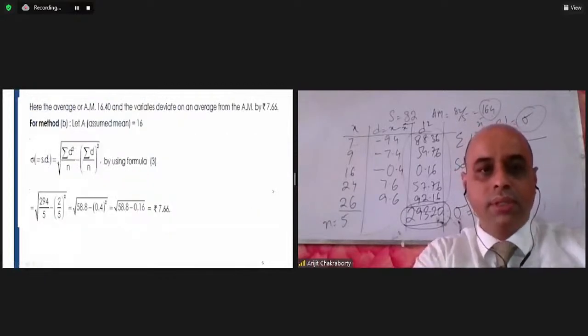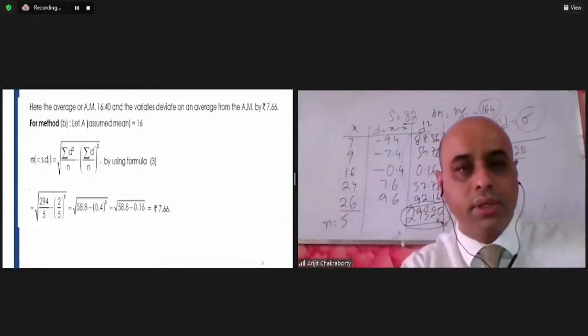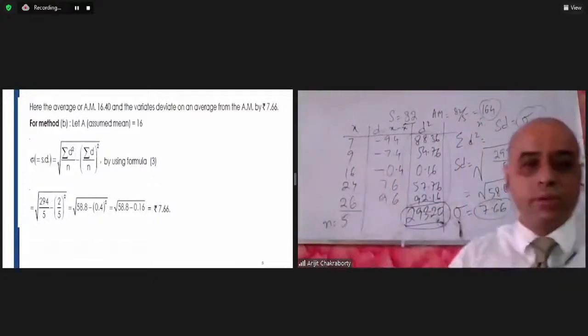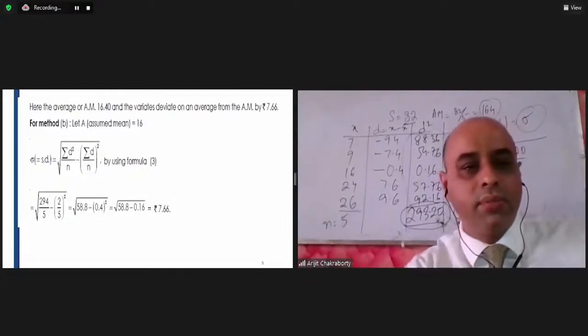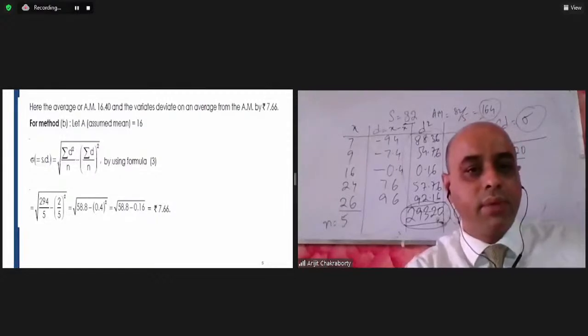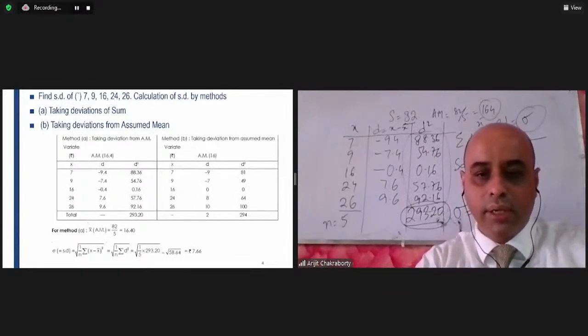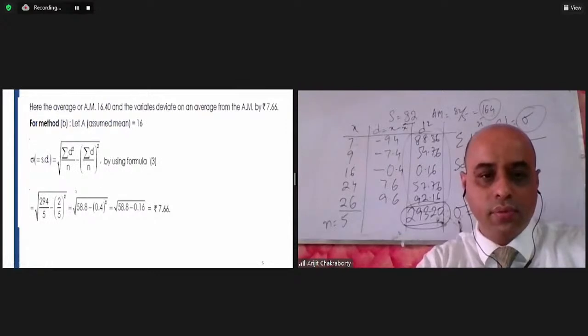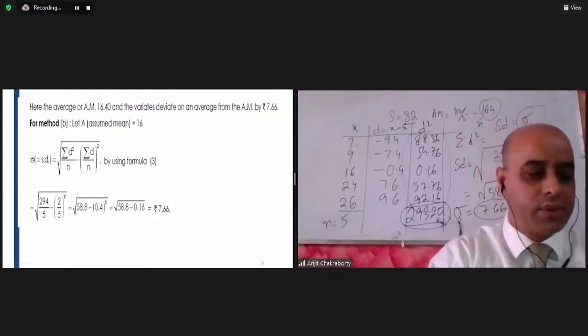And now we will see the formula. Here 16.40 was the mean in the way we worked it out. And in the second method, in case of the assumed mean, the formula becomes sigma d square by n minus sigma d by n whole square. So sigma d square, if you see, is 294 in this example, and sigma d has come to 2. So 294 by 5 minus 2 by 5 squared. We are getting the same value, 7.66. So this is how we are doing it.